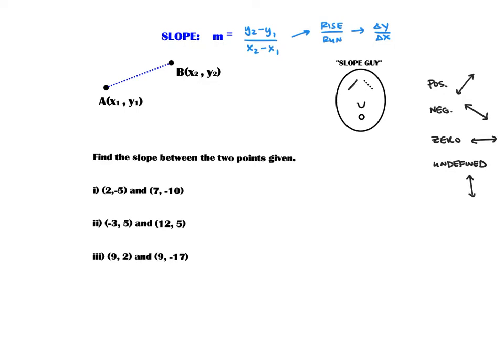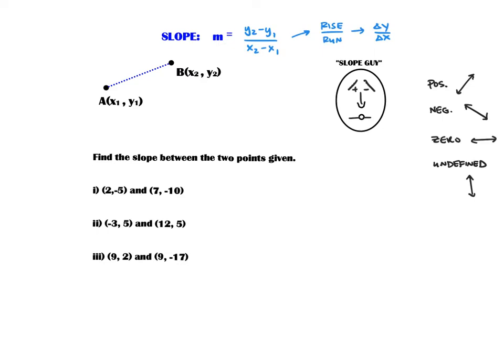So I got slope guy here as a nice way to remember. We got a positive slope here for his right eyebrow. We got a negative slope for his left eyebrow. We got an undefined slope representing the nose, and we got a zero slope for the mouth. So just a way to remember those.